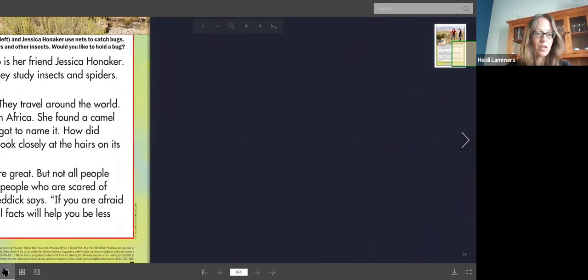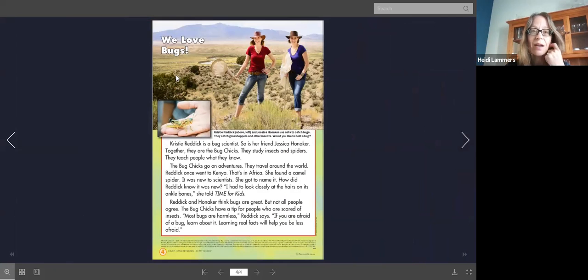We're going to finish. I'm going to zoom out so you can see the whole back. So here's this great photograph, and then this is a lot. I'm actually going to read this to you. It's so much text, I'll just have you listen. Right here is a grasshopper. Here's the caption that tells us what this photograph is about. It says Christy Reddick, above left, and Jessica Honecker, right there, use nets to catch bugs. They catch grasshoppers and other insects. Would you like to hold a bug?